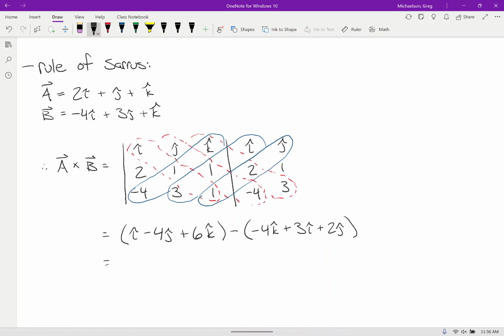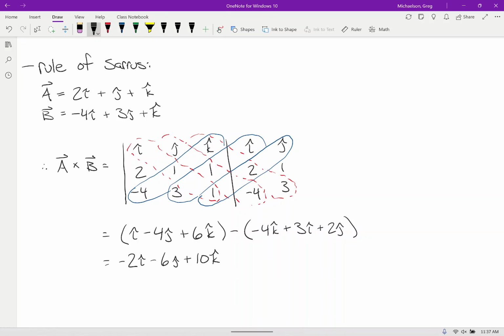So let's see if we can combine this into collected terms. Let's take the I terms. We have 1 minus 3, so negative 2. What do we have for the J? We have negative 4 minus 2, negative 6. And for the K's, we have 6 minus negative 4, so 6 plus 4, which is 10. All right, so that's one way of doing it.